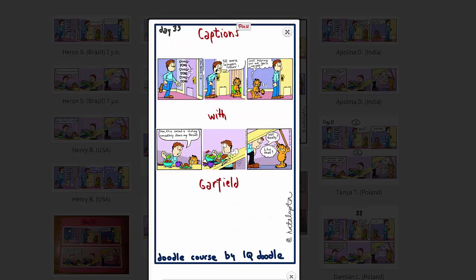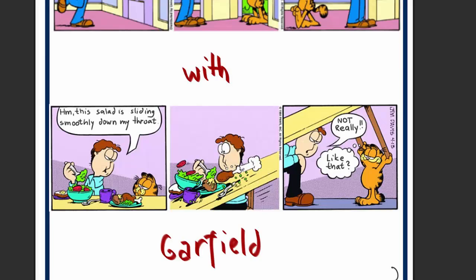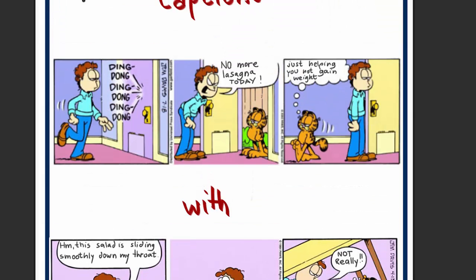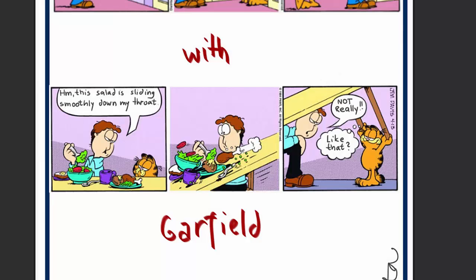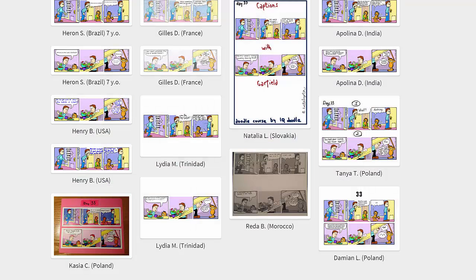It's got maybe a little bit bigger with this one. There we go. Ding dong, ding dong. No more lasagna today. Just help you not gain weight. Perfect. Okay, this salad is sliding smoothly down my throat. Not really. So it shows like that. That's amazing. Amazing what you guys have come up with.